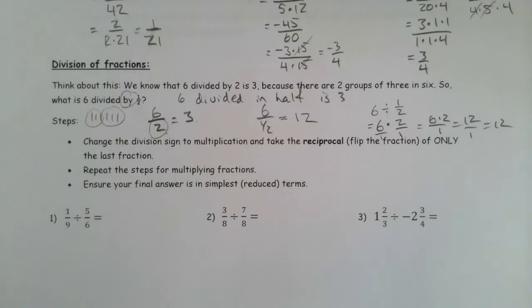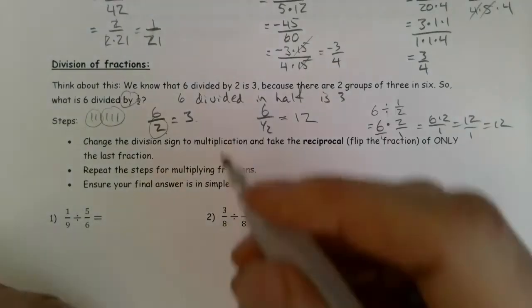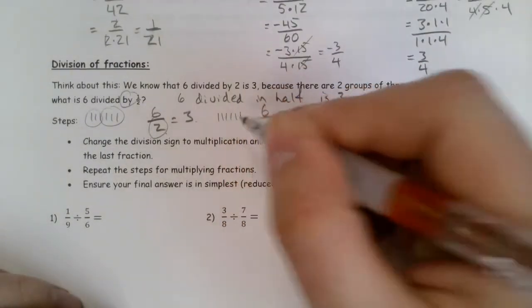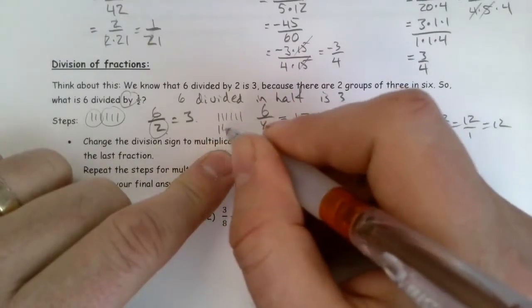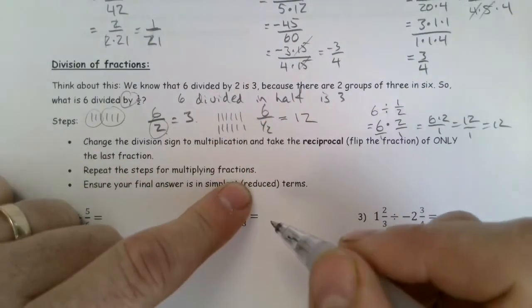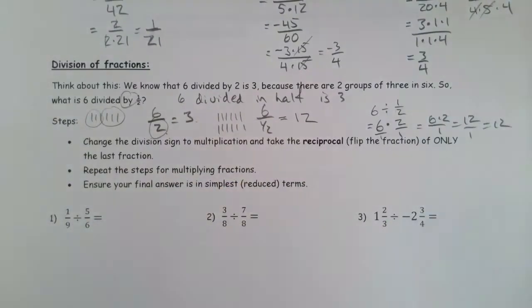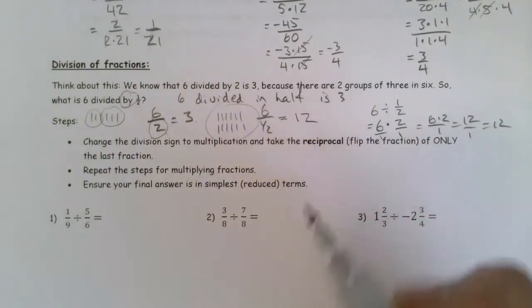So those 6 objects are actually half of a group. 1, 2, 3, 4, 5, 6. So if this is just half of a group, I'm going to need 1, 2, 3, 4, 5, 6 more, okay, to get the full group. And there's my 12.